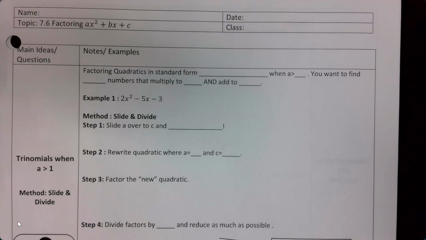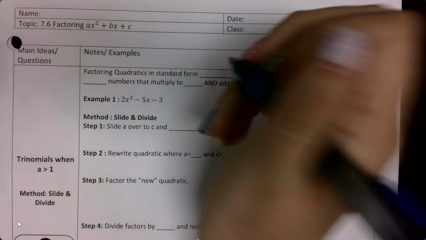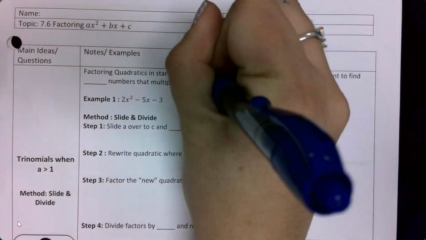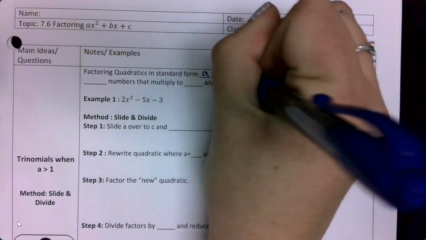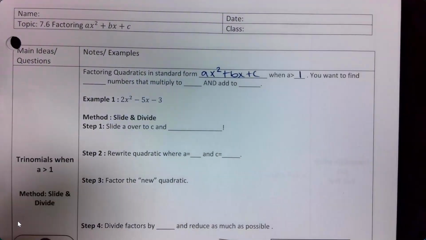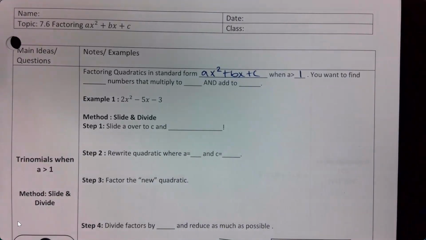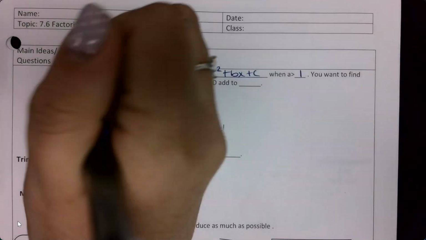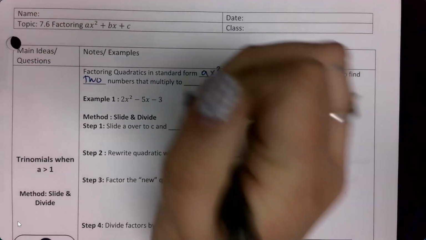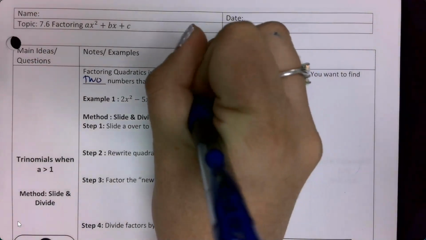We are factoring, but this time our a value isn't going to go away. So we are factoring quadratics in the form ax squared plus bx plus c when a is greater than 1. You want to find two numbers that multiply to a times c and add to b.